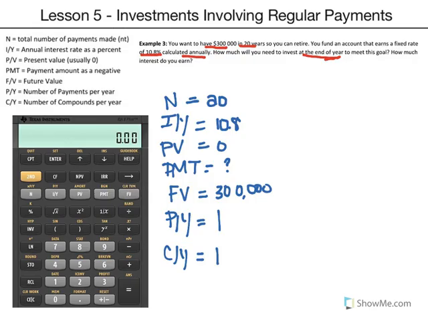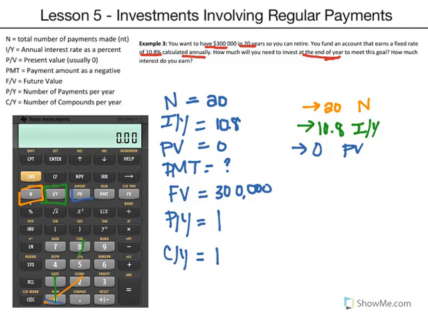So to type this into our calculator, first we are going to do N. So you type 20 N. Then you will type in 10.8 IY. Then we'll do 0, PV. Then we'll do 300,000, future value.